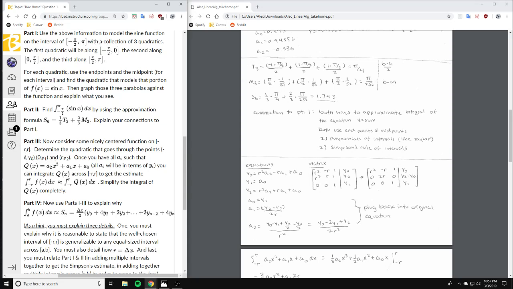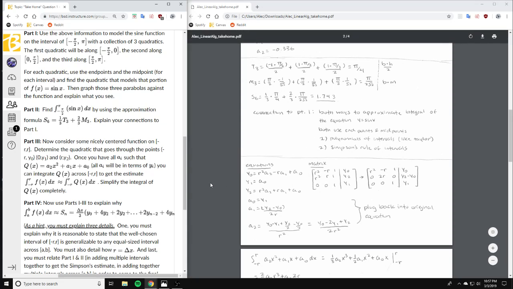As you can see, our first x is -r with some y, the next one is x of 0 with another y, and the last one is r, which is the most right side of the interval, with some y that we don't know, but we will represent in y's and r's. So again, we were given the general quadratic equation, and we can do the exact same thing as we did in the other intervals and plug these in.